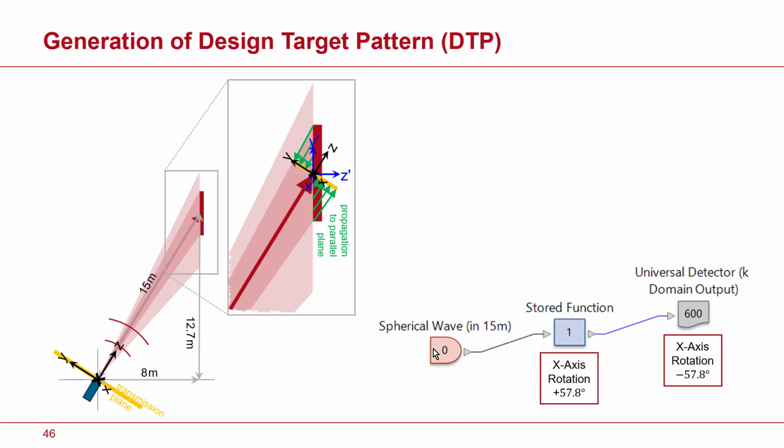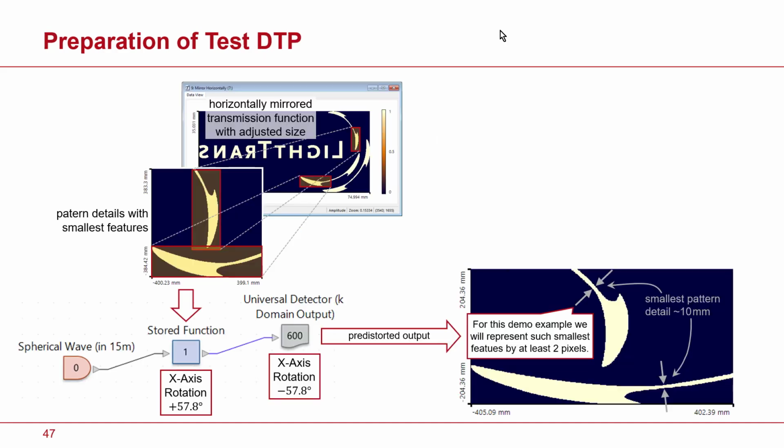You see this here. So we have this spherical wave in 15 meters. Then it hits this stored function where our pattern is located. And this is the rotated plane by about 50-60 degrees. And then we propagated it by backwards propagation into the yellow plane. So just simply done. And this produces just a geometric distortion, namely here, where we have done it for a test pattern.